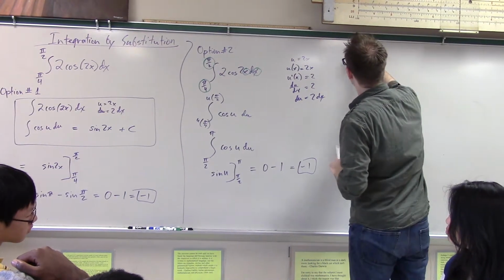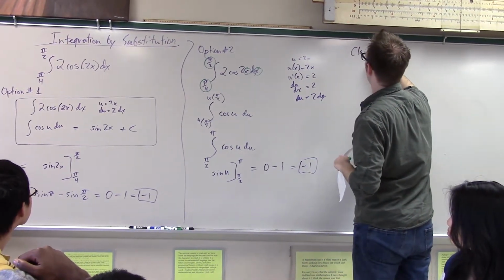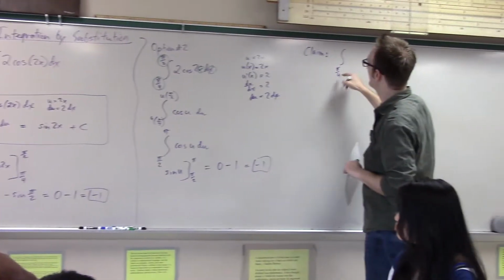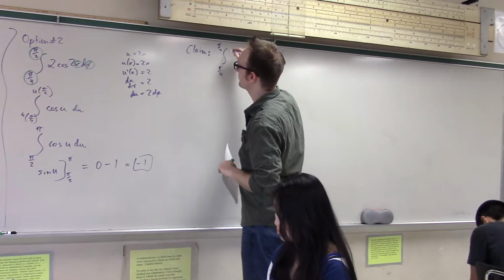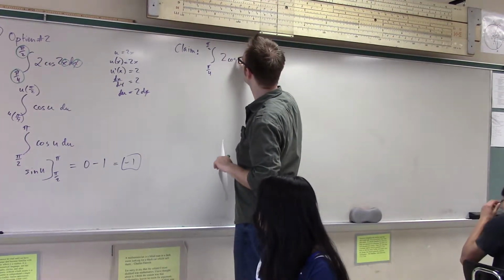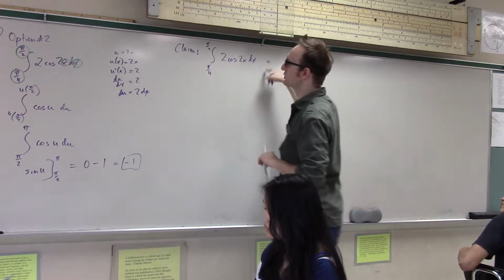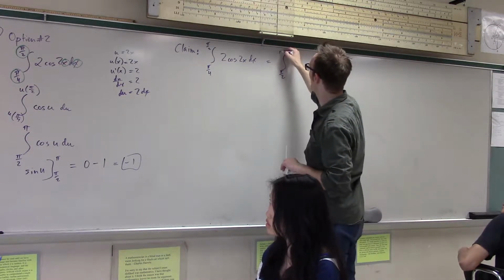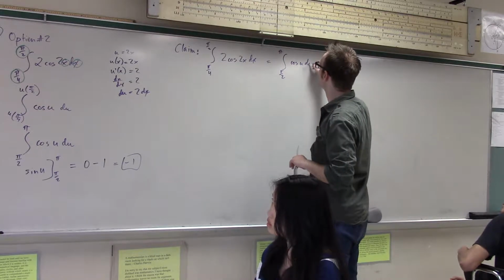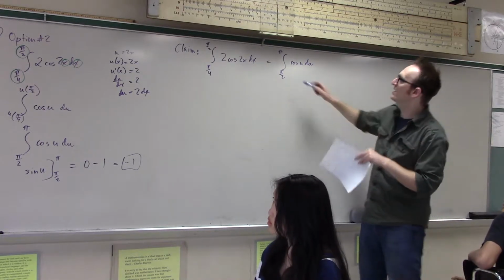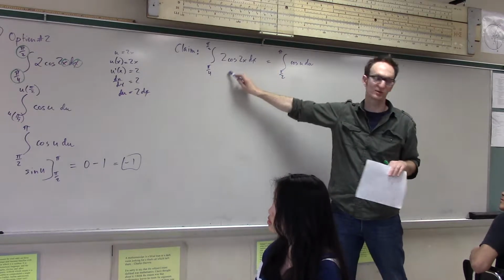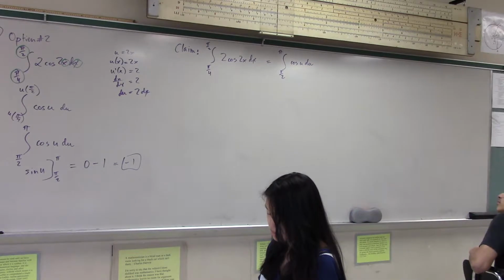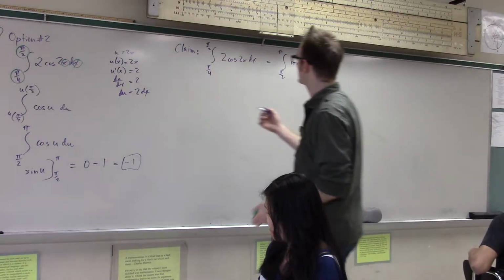So the claim I'm actually making here is that this process makes sense, right? The claim I'm trying to make is that the integral from pi over 4 to pi over 2 of 2 cosine 2x dx is actually equal to the integral from pi over 2 to pi of cosine u du. And therefore, by doing this integral, I also do this integral. All right, now I've picked a function which is easy enough that we should be able to have a picture of this. So let's do that now.